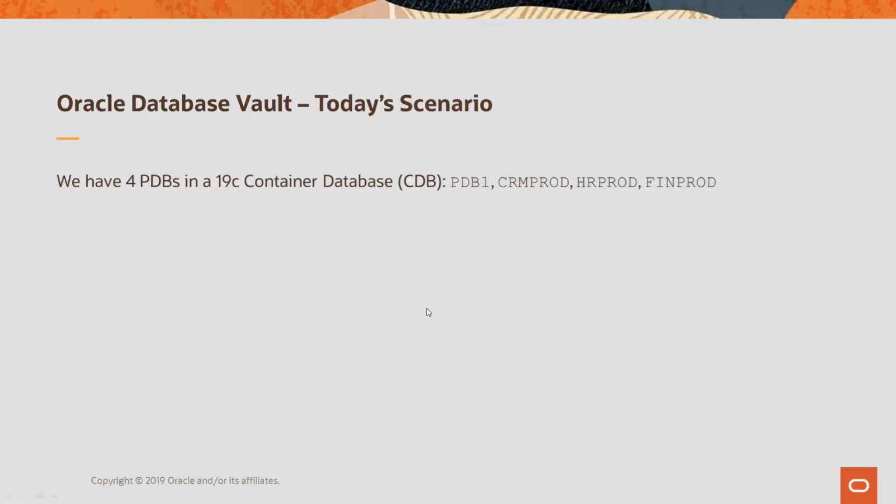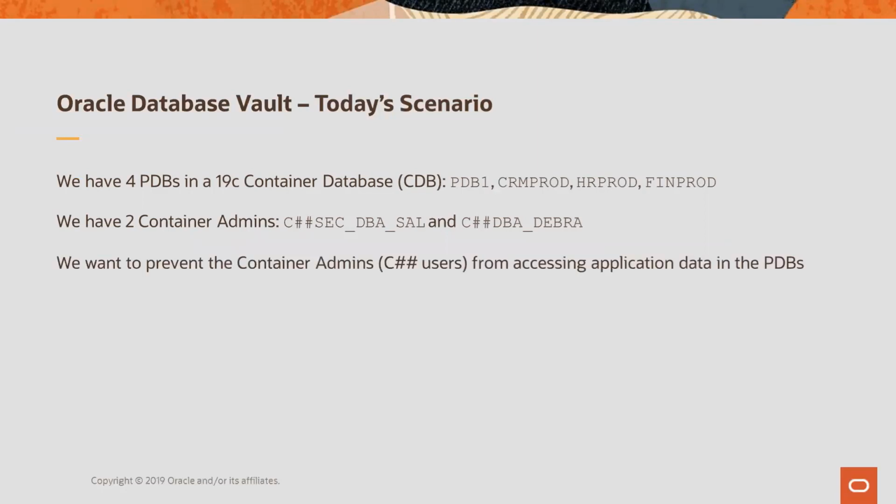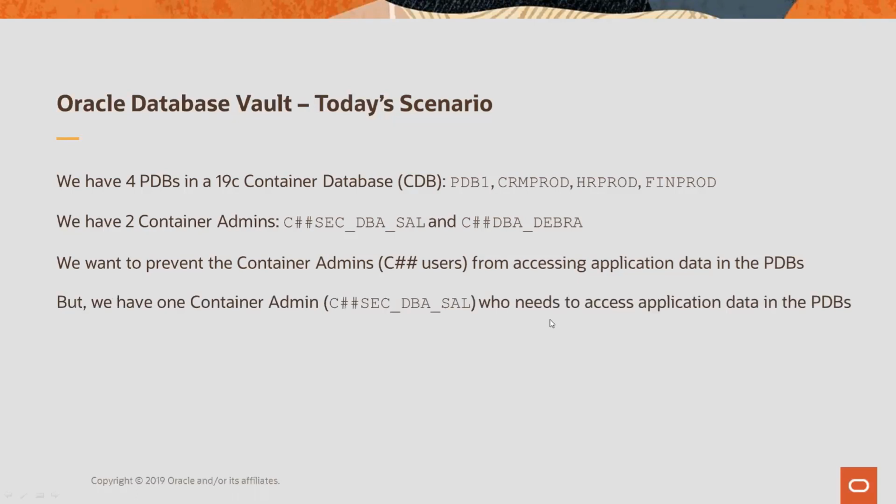All right, so here's our exact scenario. We have 4 pluggable databases in a 19c CDB: PDB1, CRM prod, HR prod, and Fin prod. We have 2 container admins: our security DBA Sal, and our regular DBA Deborah. We want to prevent the container administrators from accessing application data in the pluggable databases, but we have 1 container user, Sal, who needs access to application data in the PDBs.